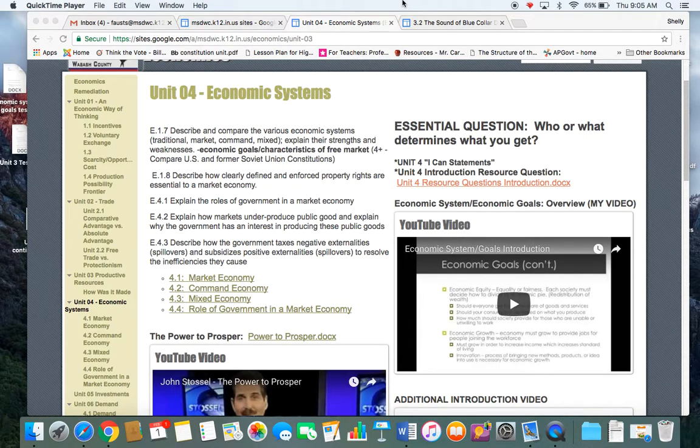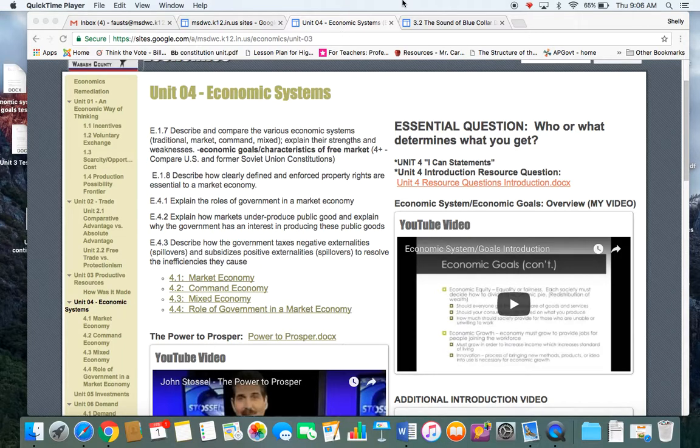Unit 4 is about economic systems. We're going to do a couple of in-class activities that go along with this. There is a lot of information in this unit, so it might take you some time. Once again, you are not required to do everything. Once you decide that you've looked through all the questions and you understand it, that's great.